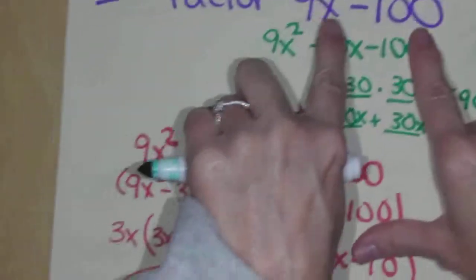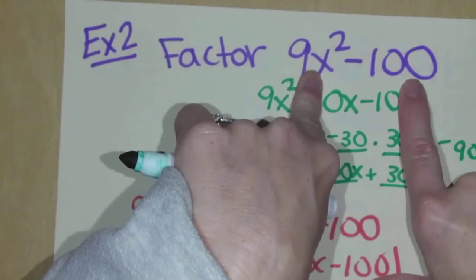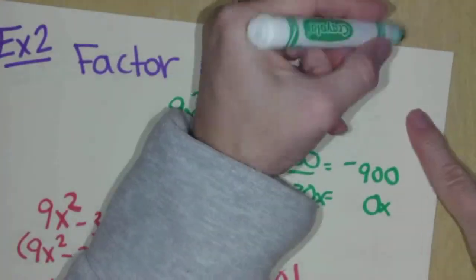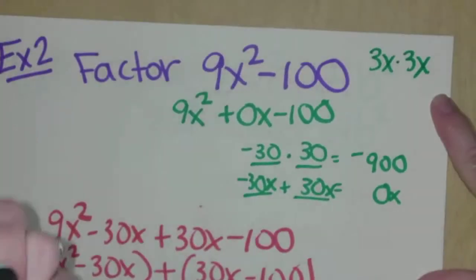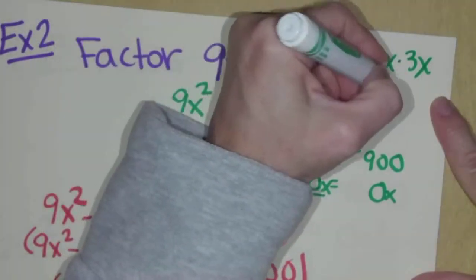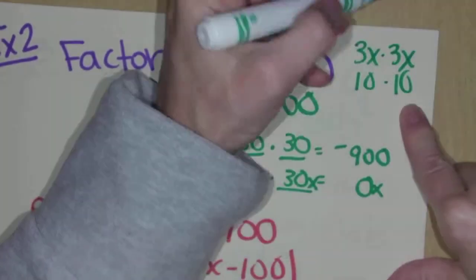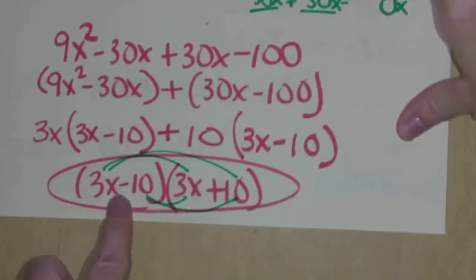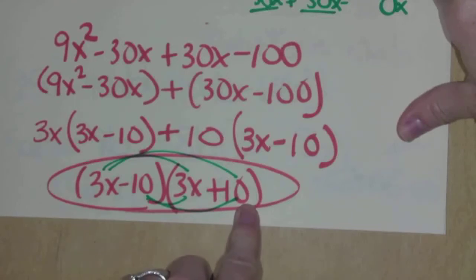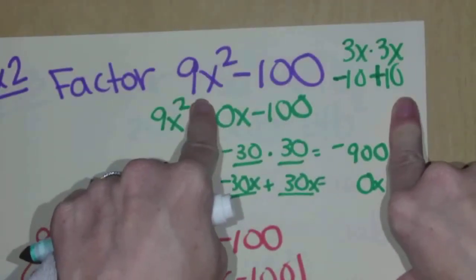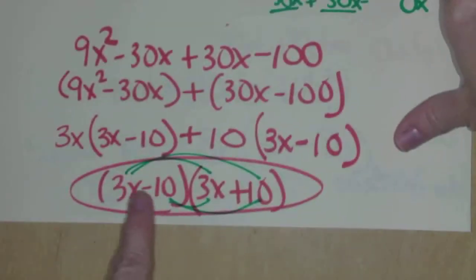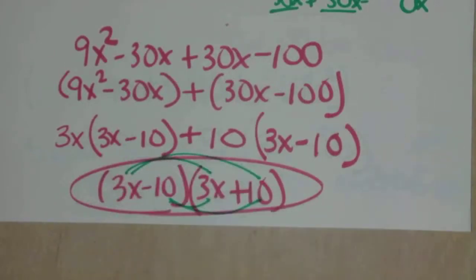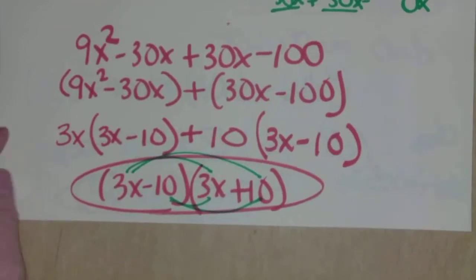Look at the next one. 9x squared minus 100. We know the 9x squared is 3x times 3x, and 100 is 10 times 10. So maybe we do 3x minus 10, 3x plus 10. It's like we're taking the square root of 9 and the square root of 100 and doing one minus and one plus. This is like a trick. It's a pattern. But I don't really recommend it because we've been factoring by grouping.